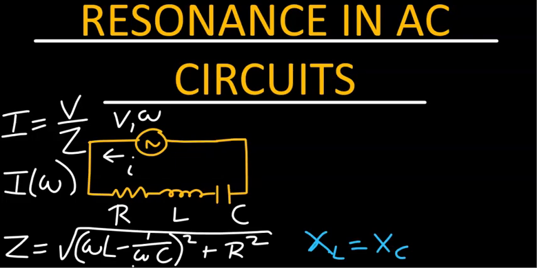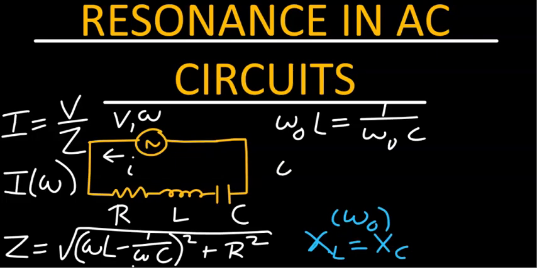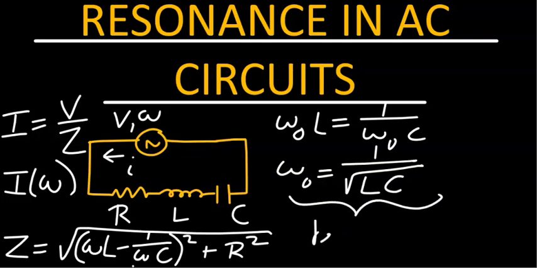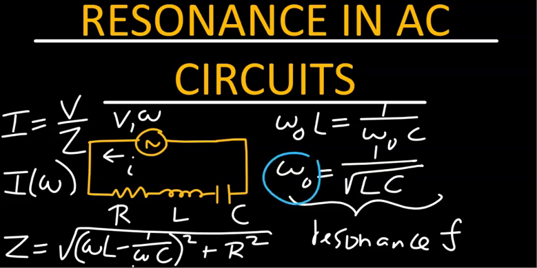Let's assume it occurs at a specific frequency. Let's call it omega naught. So what is the value of omega naught? Omega naught L equals 1 over omega naught C. That means omega naught is 1 over square root LC. So this is what we call the resonance frequency of the circuit. You see, when omega equals omega naught, this term will go to 0 and Z equals simply R. When that happens, the current amplitude in the circuit is maximum.